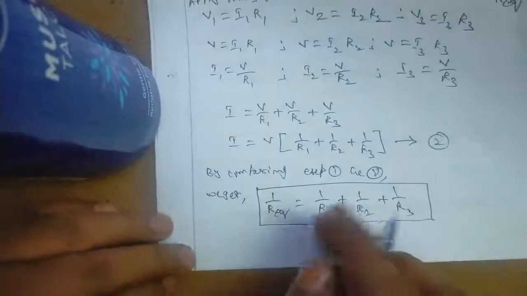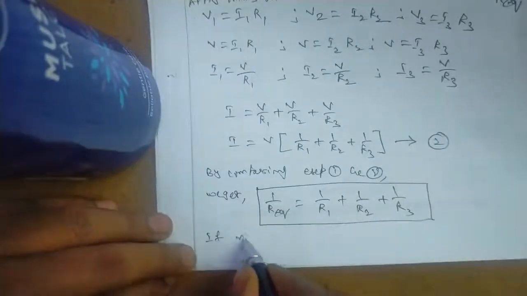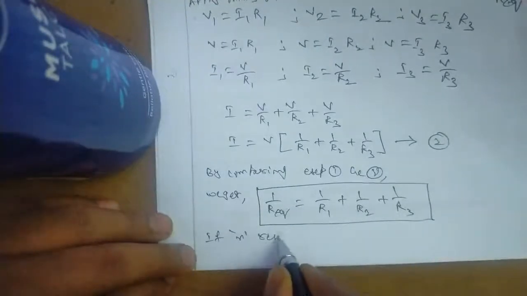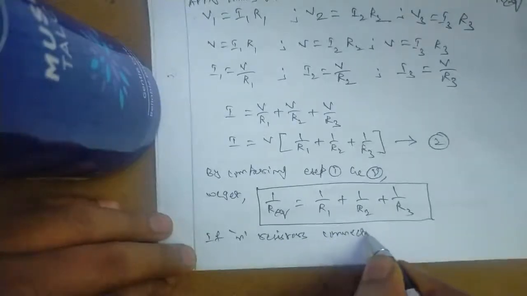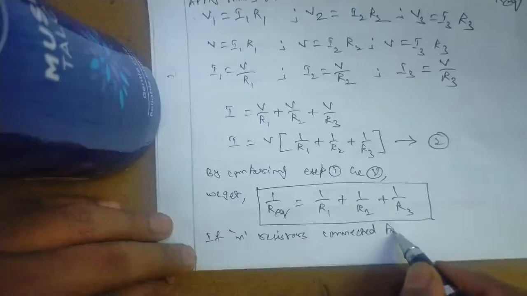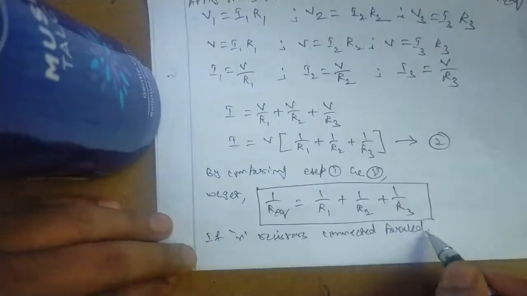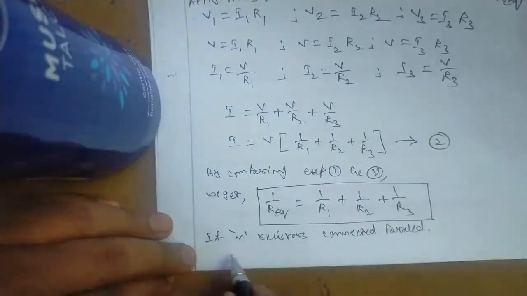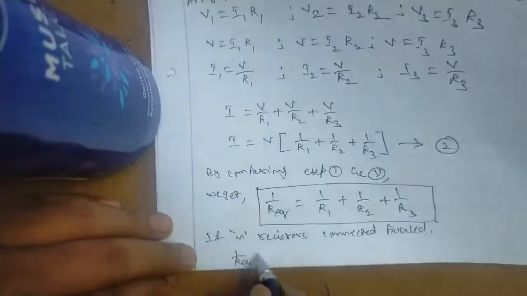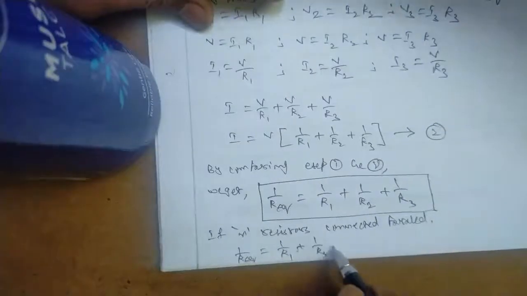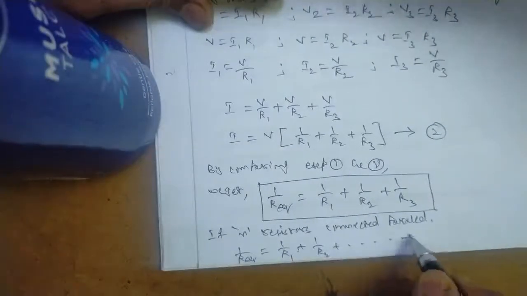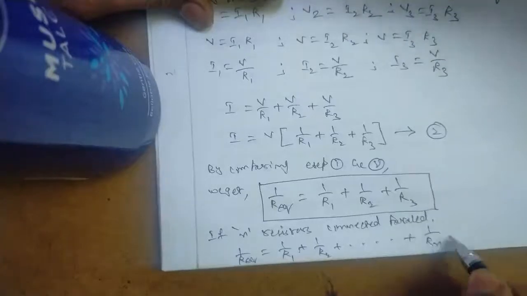Similarly, from this expression, if n number of resistors are connected in parallel, in the sense 1 by R equivalent is equal to 1 by R1 plus 1 by R2 plus, and so on, plus 1 by Rn.